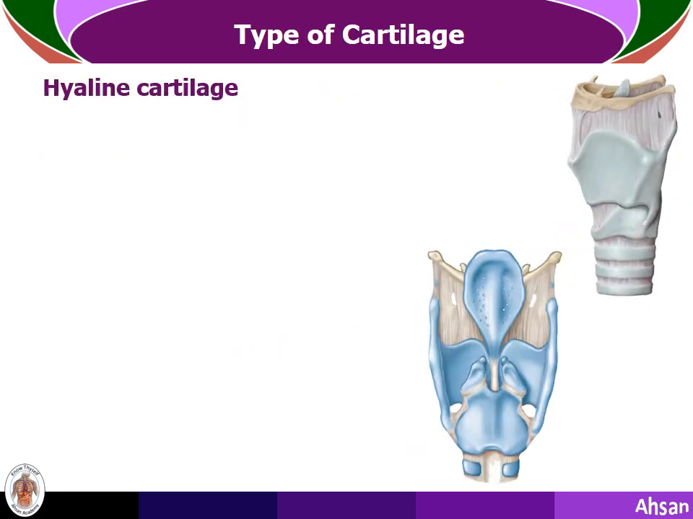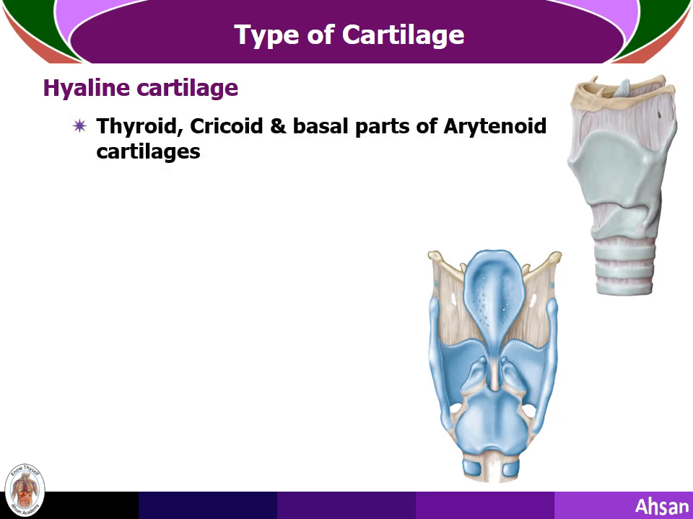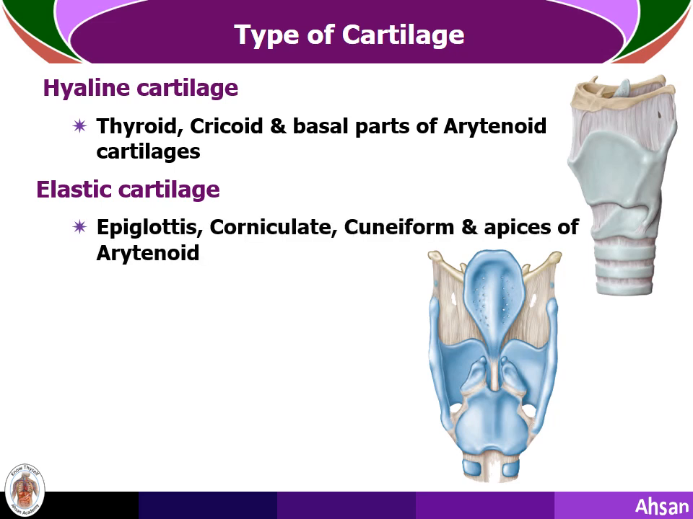In other words, we can classify the cartilages as hyaline and elastic in nature. The hyaline cartilage includes the total thyroid, cricoid cartilage and the basal part of the arytenoid cartilage. The elastic cartilage includes the total epiglottic cartilage, the small corniculate and cuneiform cartilages and the apical part of the arytenoid cartilage.